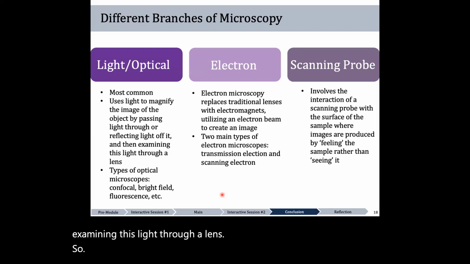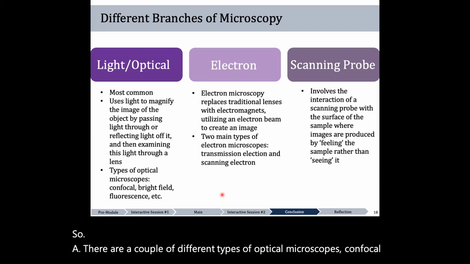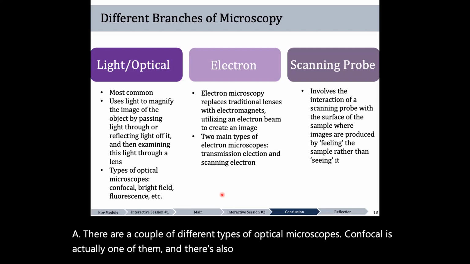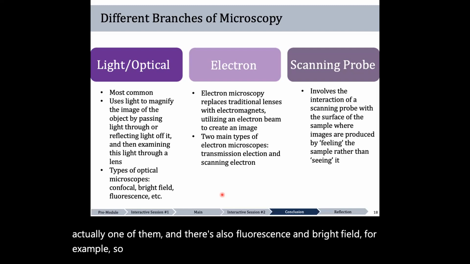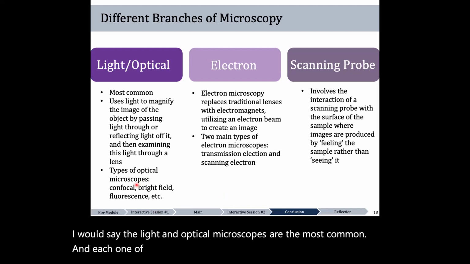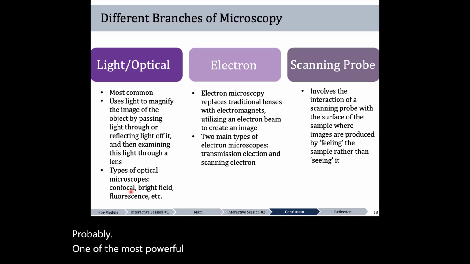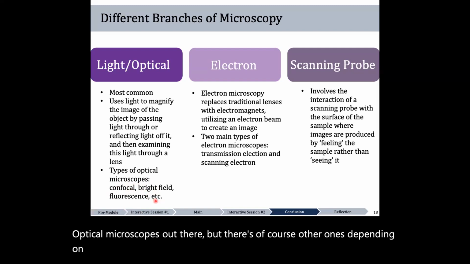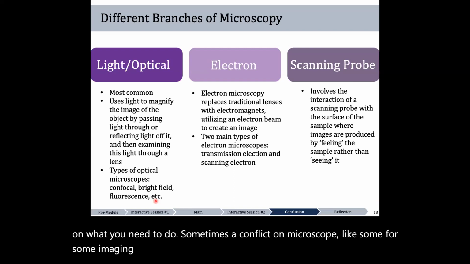There are a couple of different types of optical microscopes. The confocal is actually one of them, and there's also fluorescence and bright field, for example. I would say the light and optical microscopes are the most common. I am biased, but I think the confocal is probably one of the most powerful optical microscopes out there. There are of course other ones depending on what you need to do. For some imaging, you don't need a confocal microscope. You can actually get what you need with just a plain fluorescence microscope.